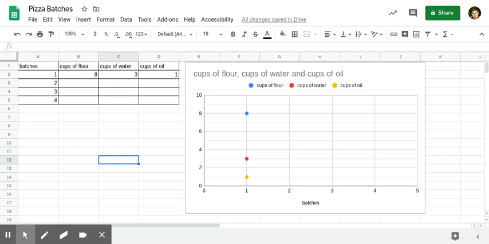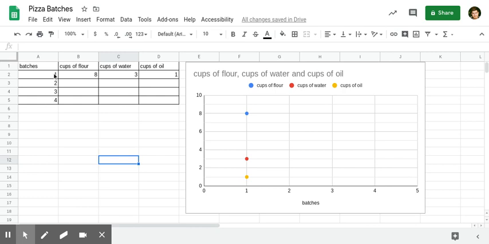Hey, welcome back, everybody. The other day, we were working with pizzas and checking out the number of cups of flour, cups of water, and cups of oil that it would take to make different batches of pizza.